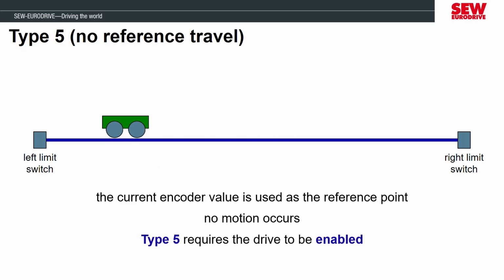Type 5 requires the MOVIDRIVE to be enabled. Then we will start the reference routine with the MOVIDRIVE enabled. And since there is no further movement, it is referenced right where it currently is positioned.